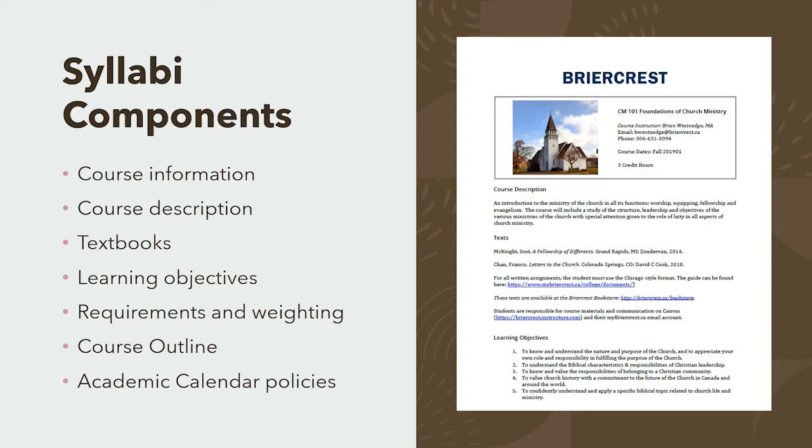You will find basic information about the course description as it appears in the academic calendar, a list of the required textbooks, the course learning objectives, course requirements and weighting, a course outline, and a list of policies from the academic calendar. Some professors will include additional information, such as a bibliography or classroom expectations. We are going to look at each of these components in more detail.